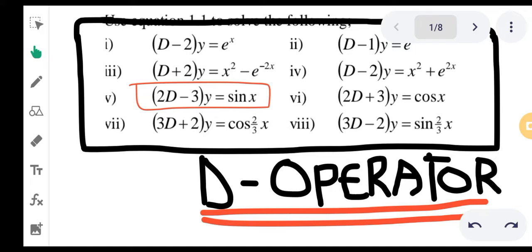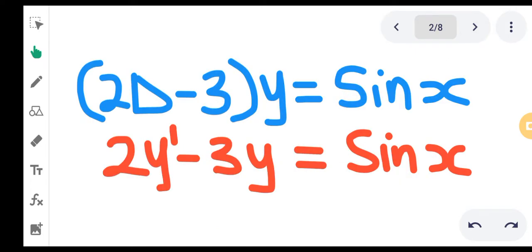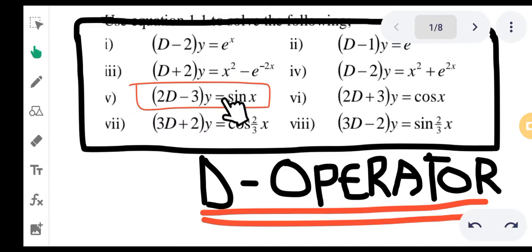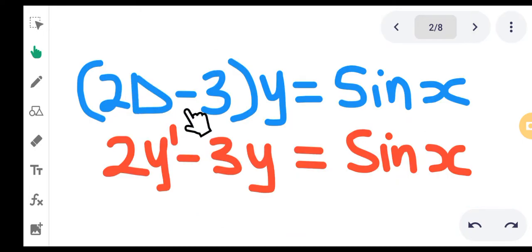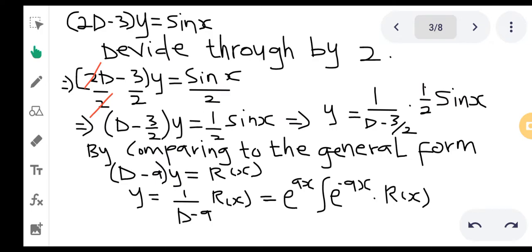Okay, so quickly let's solve the fourth part, the one that I've underlined: (2D - 3)y equal to sine x. What we intend to do is to eliminate the constant in front of the D. So what will you do to eliminate it? You just divide both sides by 2.